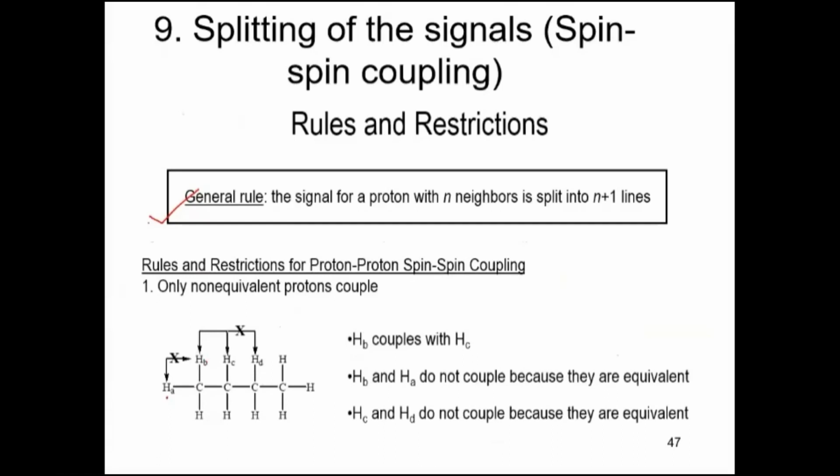If you observe this example, we have HA, HB, HC, HD. Okay. Now, the last is HA only. If we consider HB, it can couple with HC. HB and HA will not couple. These two will not couple because they are equivalent. HC and HD do not couple because they are equivalent. HC cannot couple with HD because if you observe closely, they are absolutely equivalent. There is only one coupling possible.